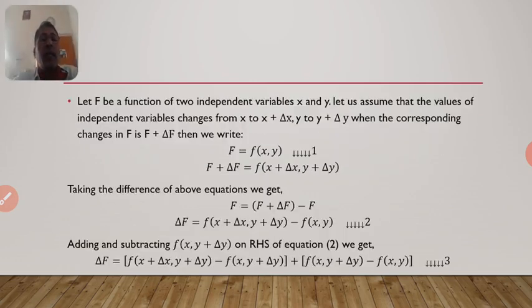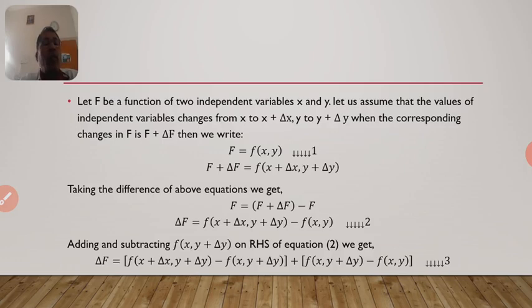Let f be a function of two independent variables x and y. Let us assume that the values of the independent variables change from x to x plus delta x and y to y plus delta y, where the corresponding change in f is f plus delta f. Then we can write the equation of a function as f is equal to f of x, y.